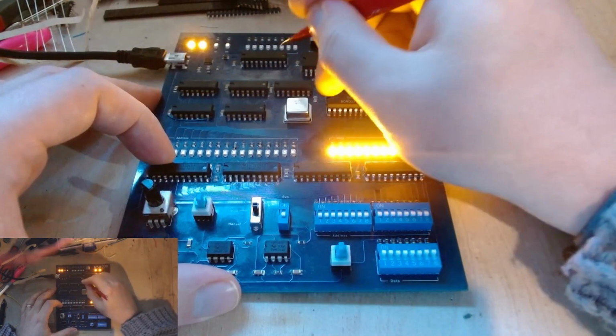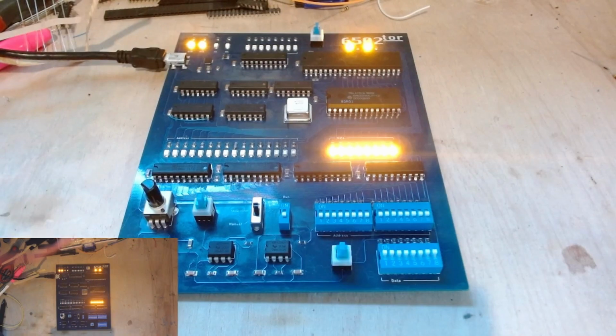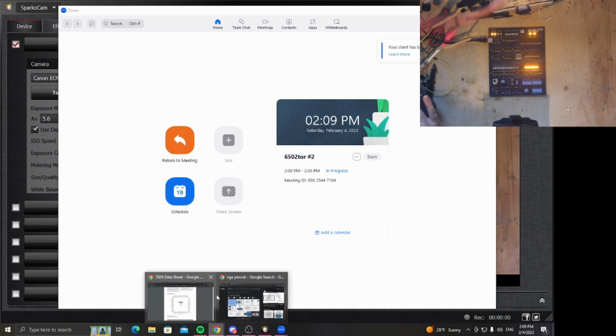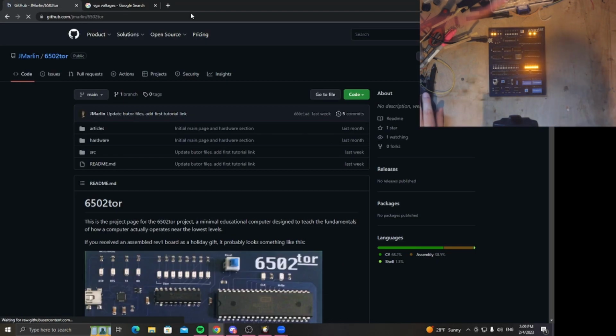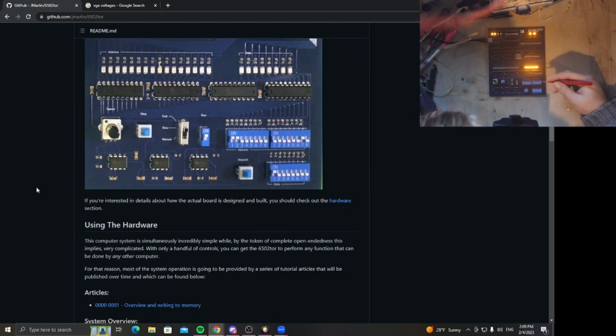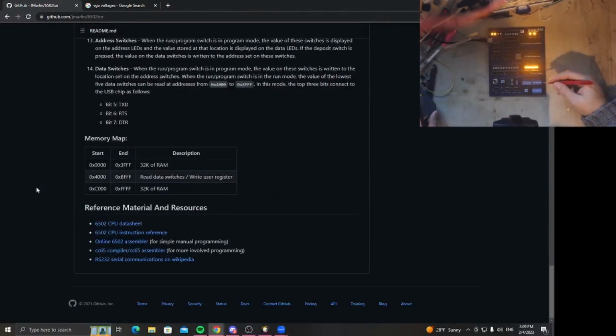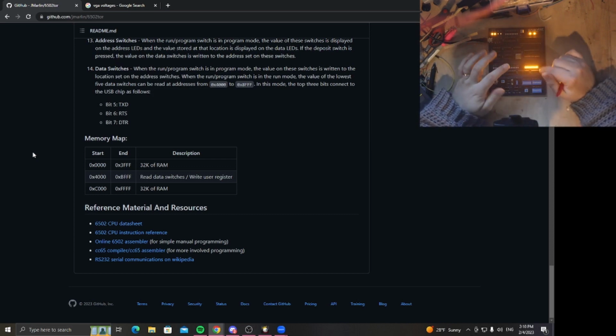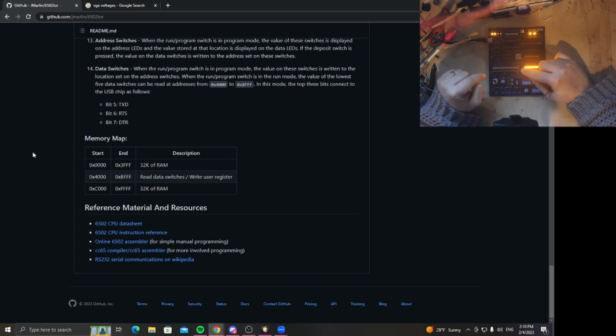So this is mapped. Let me see if I have my monitor set up. Yes, I do. Let me go over to the GitHub page. Okay, so at the bottom of this page, you'll find a lot of stuff, but there's a section called Memory Map. Every computer has some kind of memory map, which just means where things are located in memory space. So firstly, as I mentioned last time, this is a computer with an 8-bit bus and a 16-bit address space.